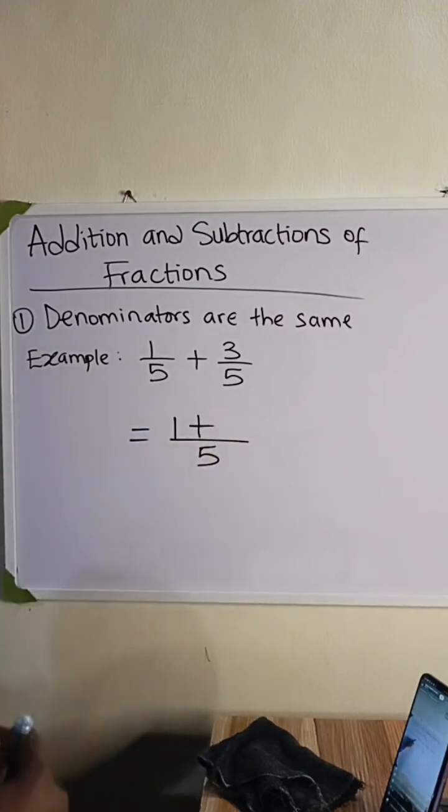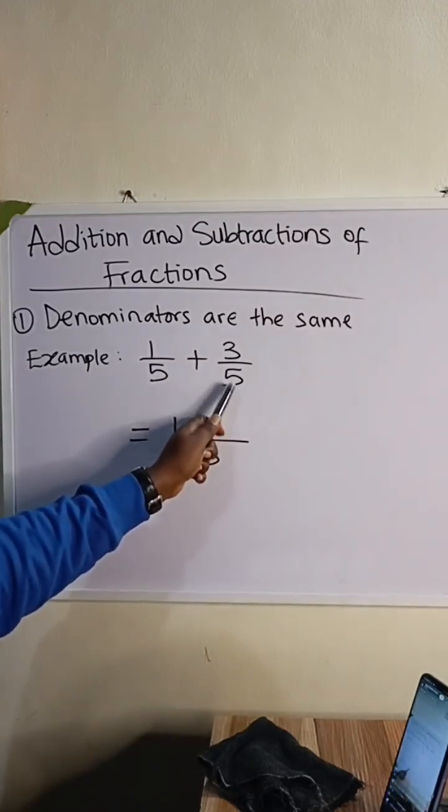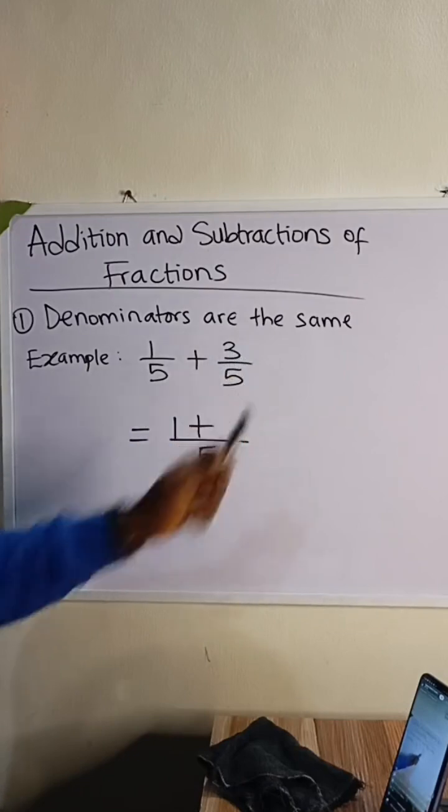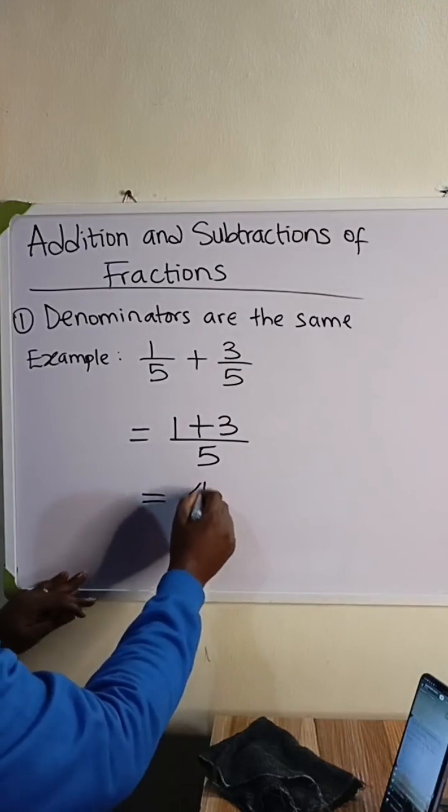Plus 5 divided by 5 will give us 1. 1 multiplied by the numerator 3 will give us 3. So that means our answer is 4 all over 5.